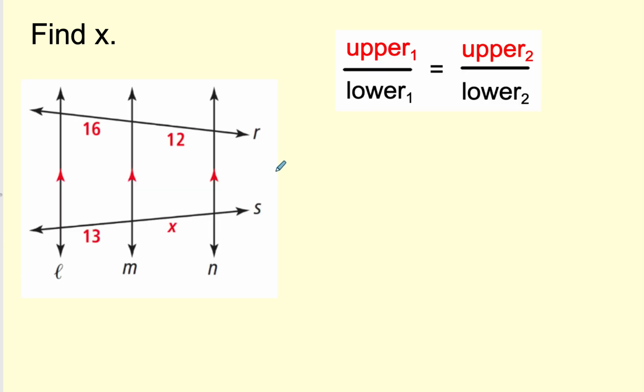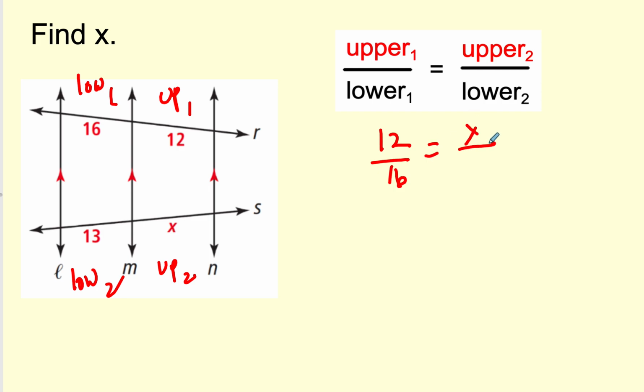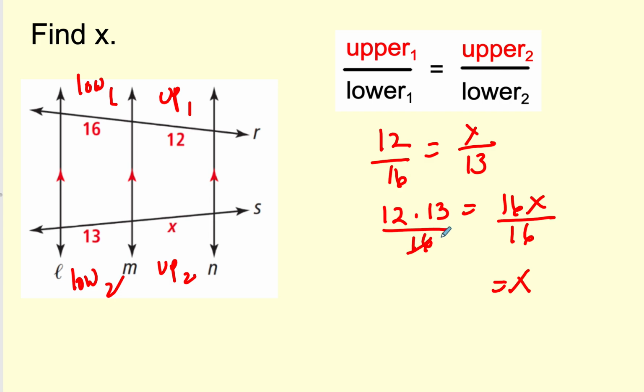This is an upper to lower situation, so I'm going to consider this upper 1, lower 1, upper 2, and this will be lower 2. So this will be 12 over 16 equals x over 13. I'm going to cross multiply. 12 times 13 equals 16x. I'm not going to multiply out. I'm going to divide both sides by 16 and do some reducing. 4 goes into here 4 times, 4 goes into here 3 times, so the answer is 39 over 4. And you can leave it as an improper fraction.